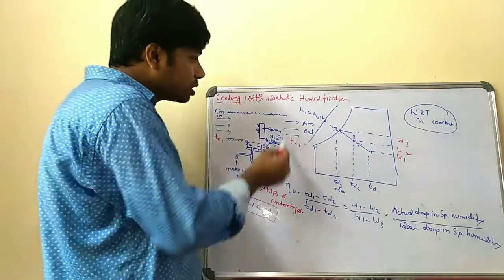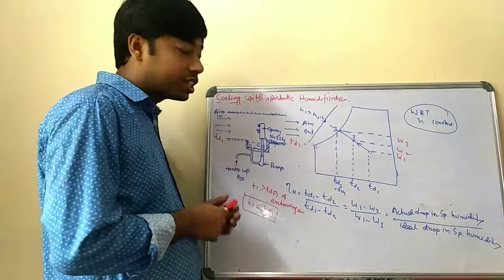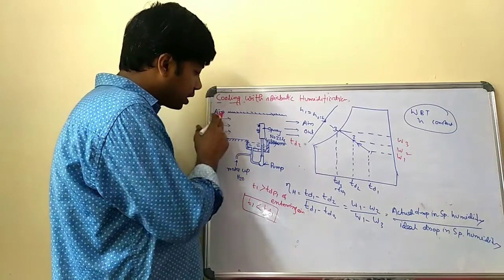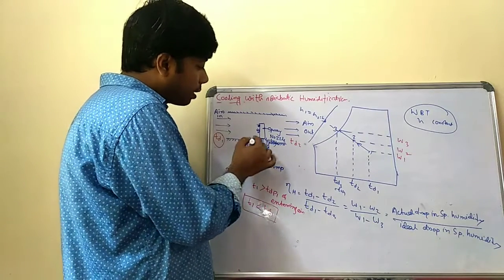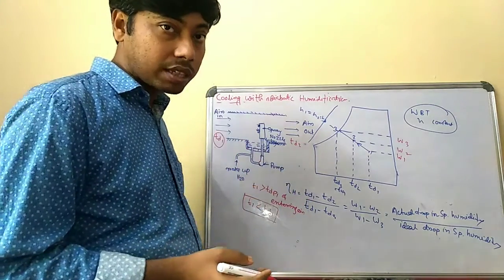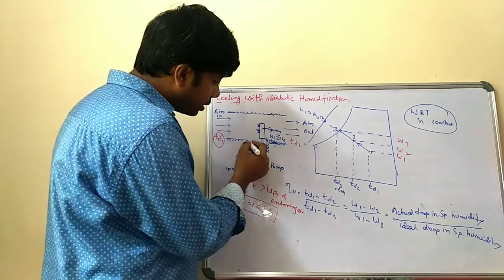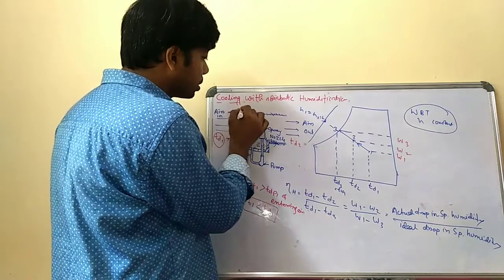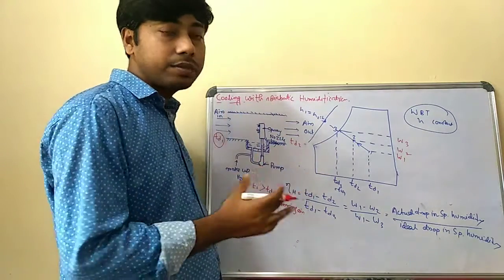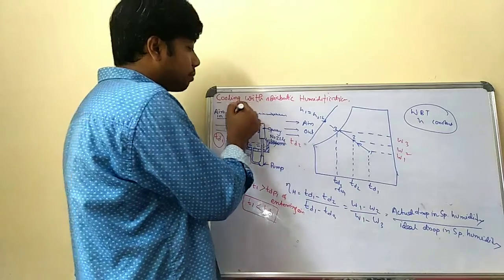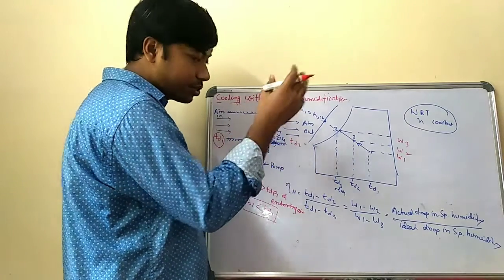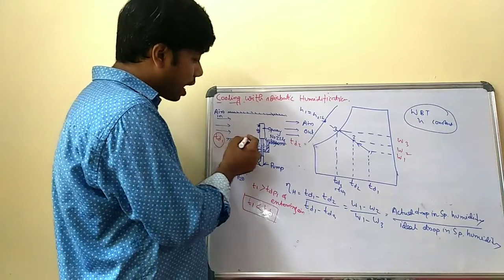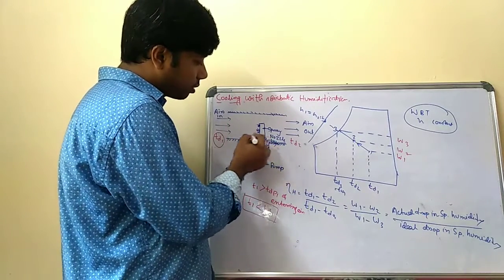Now suppose this is the arrangement for cooling with adiabatic humidification, in which the air enters this section. The dry bulb temperature of this air is TD1, and this is the air washer. What is an air washer? In this air washer system, the water is stored in an insulated chamber, because the process is adiabatic. In an adiabatic process no heat transfer takes place, so this chamber is insulated, with insulating materials throughout.